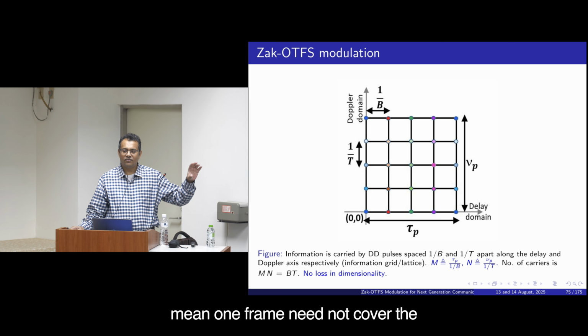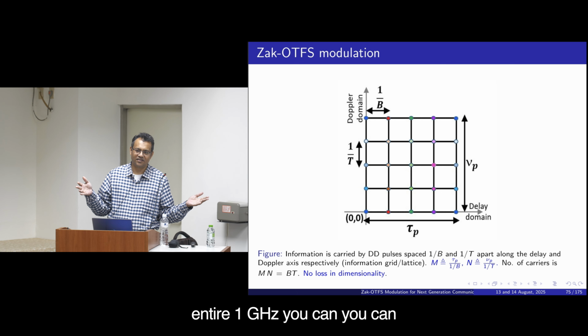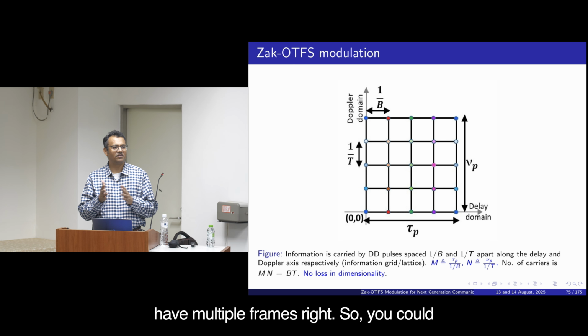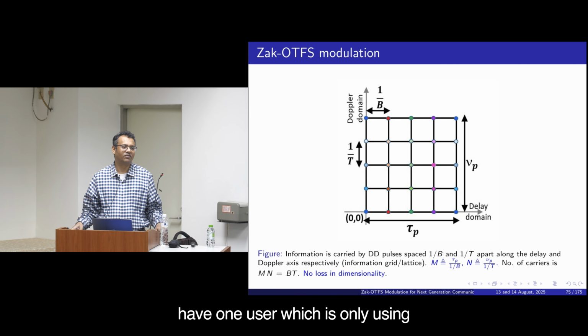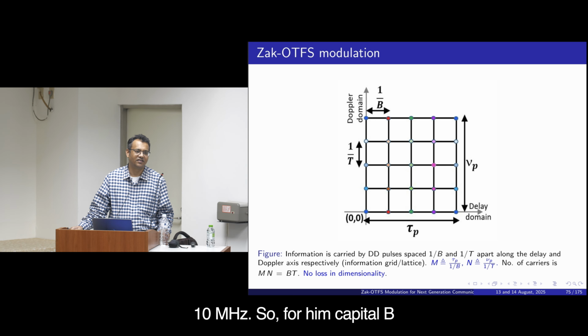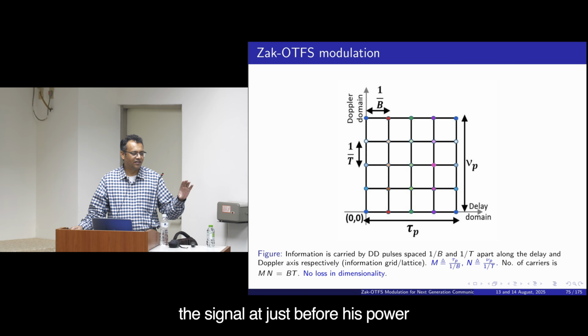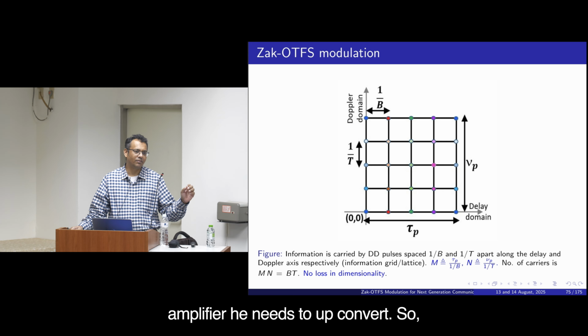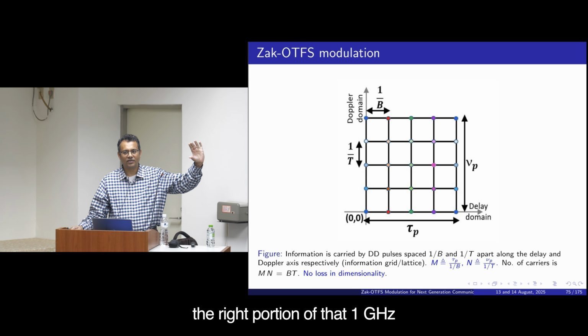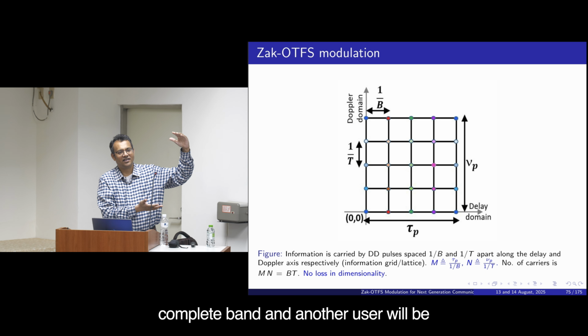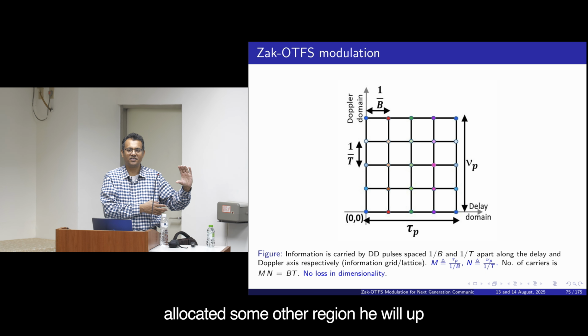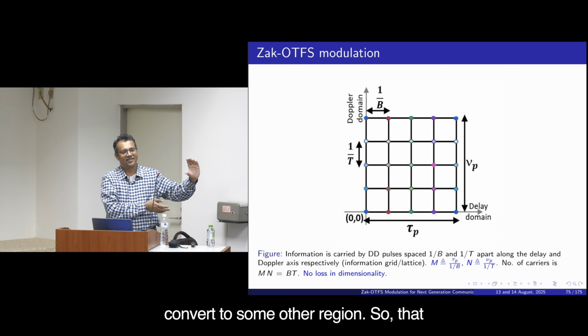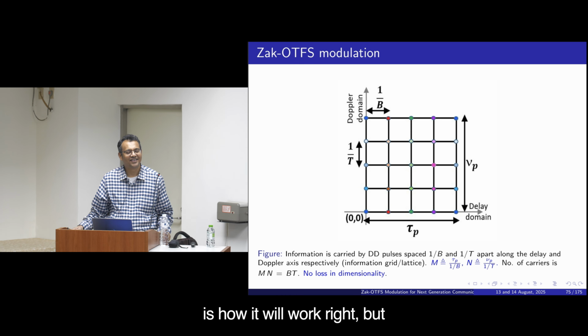Yeah, see, one frame need not cover the entire 1 gigahertz. You can have multiple frames, right? So you could have one user who is only using 10 megahertz. So for him, capital B is going to be 10 megahertz, and the signal just before his power amplifier, he needs to upconvert. So he'll upconvert his signal to the right portion of that 1 gigahertz complete band. And another user will be allocated some other region, he'll upconvert to some other region. So that is how it will work, right?